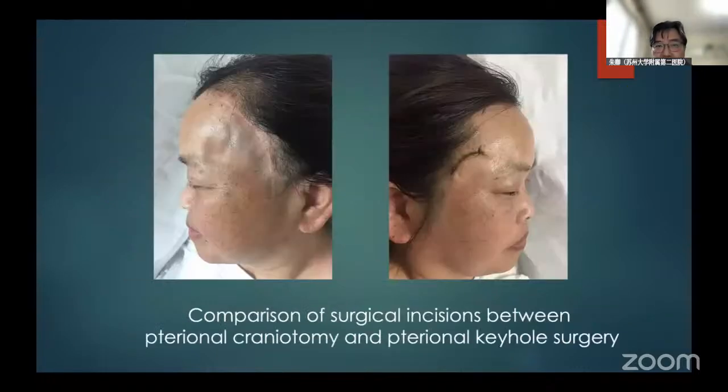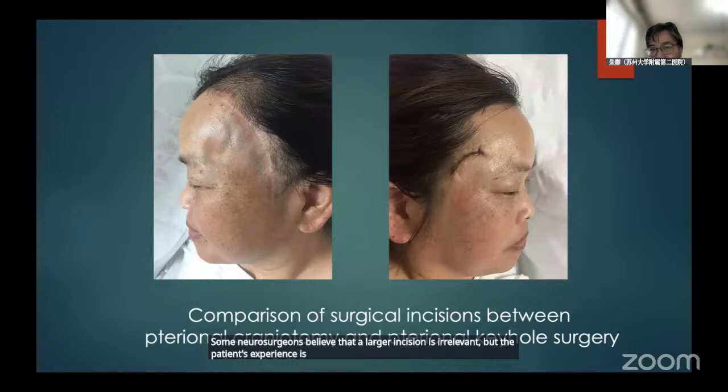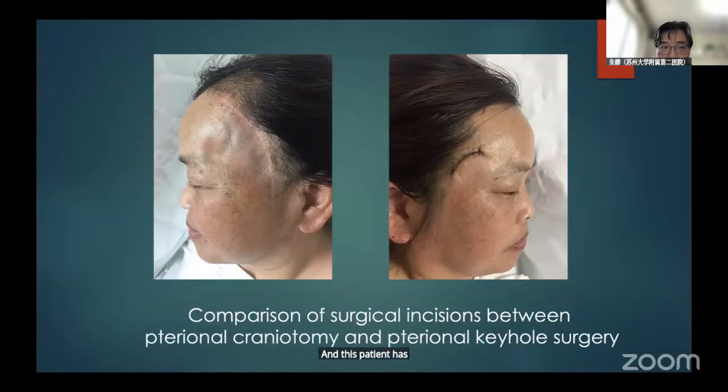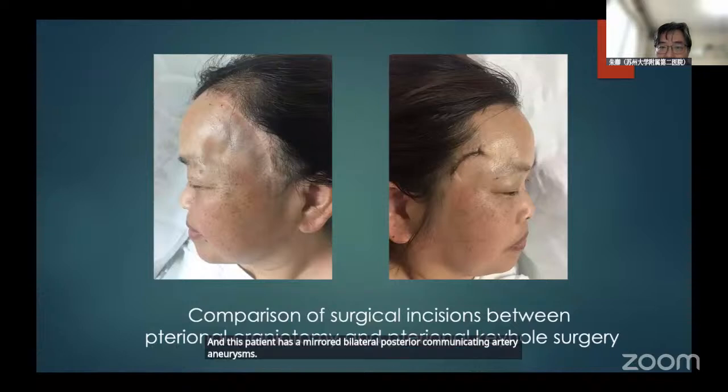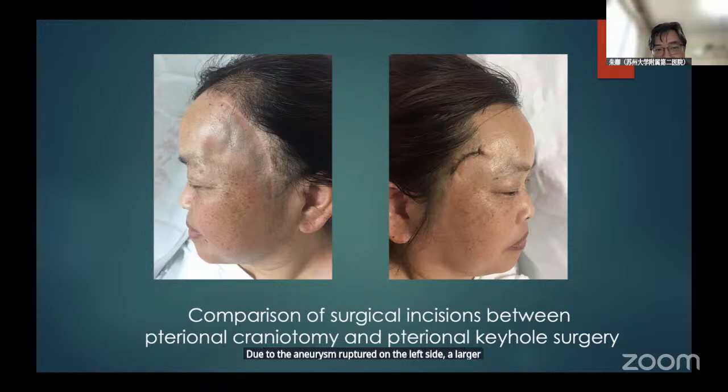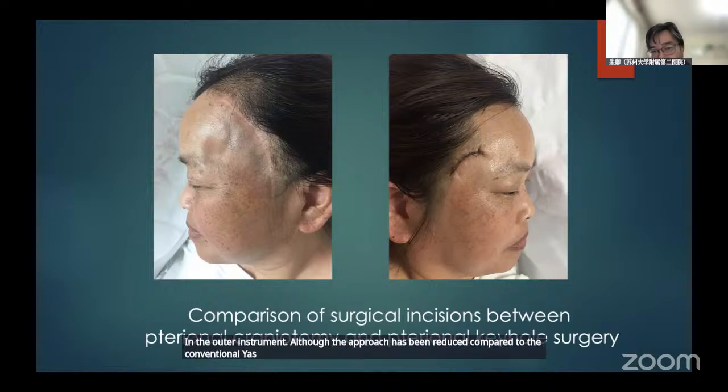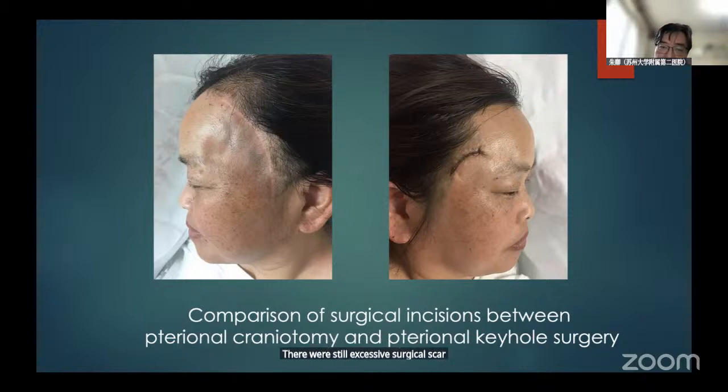Some neurosurgeons believe that a larger incision is irrelevant, but the patient's experience is vastly different. This patient has mirrored bilateral posterior communicating artery aneurysms. Because the aneurysm on the left side ruptured, a larger craniotomy was performed previously to clip the aneurysm in the outer hospital. Although the approach had been reduced compared to the conventional Yasargil craniotomy, there were still excessive surgical scars and the temporal muscle was atrophied. Then she requested a keyhole surgery for the contralateral side aneurysm in our department.